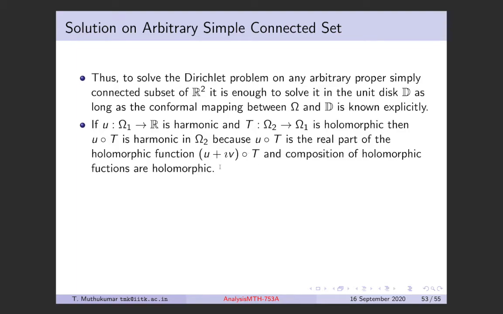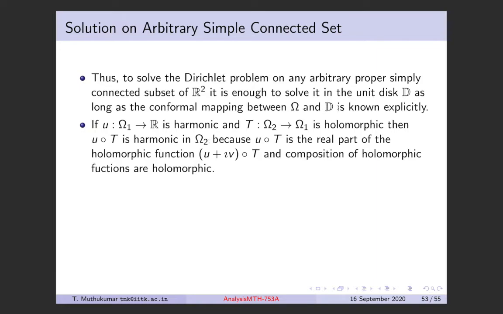And what is the real part of this composition? The real part of this composition is u composed with T. So the real part of any holomorphic function is harmonic, which means u composed T is harmonic because it's the real part of a holomorphic function. So you started with u, a harmonic function, and T, a holomorphic function, then u composed T is a harmonic function in omega, and that is what justifies what we are saying here.